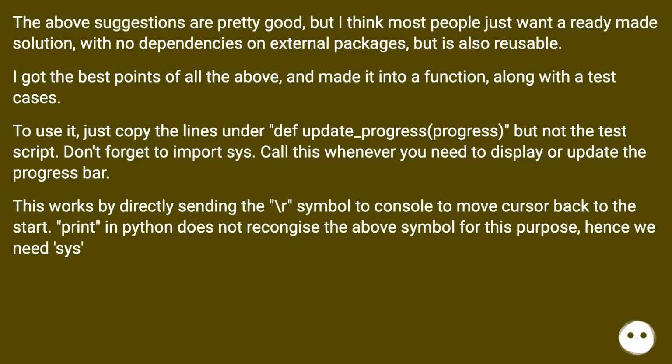To use it, just copy the lines under def update_progress, but not the test script. Don't forget to import sys. Call this whenever you need to display or update the progress bar. This works by directly sending the backslash r symbol to the console to move the cursor back to the start. Print in Python does not recognize the above symbol for this purpose, hence we need sys.